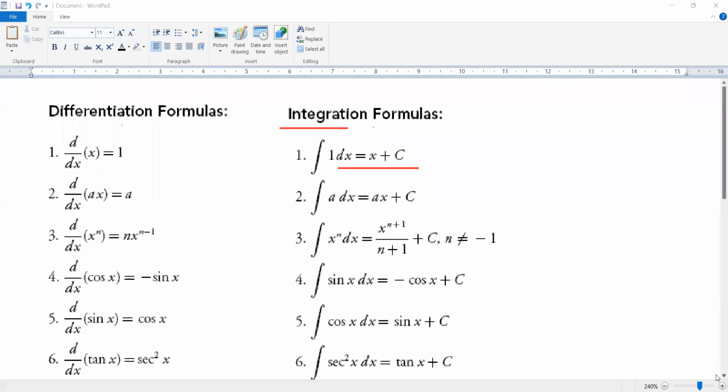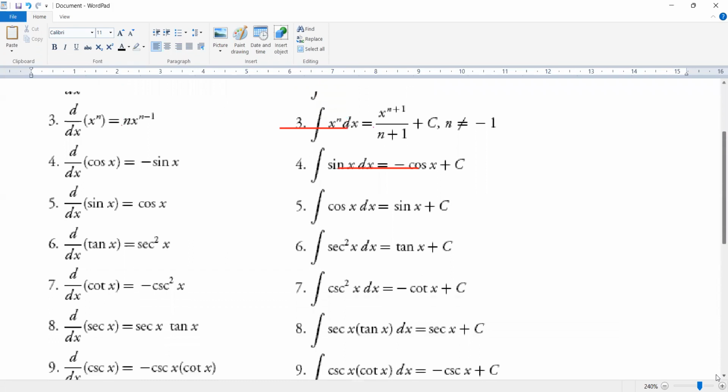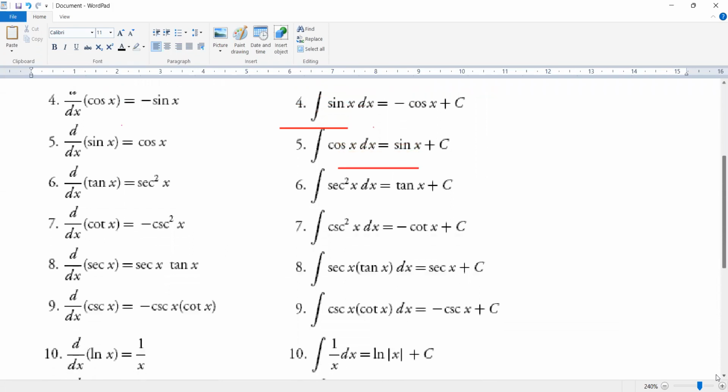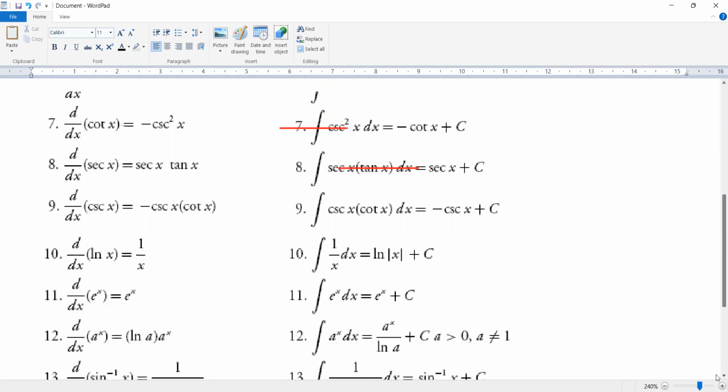Next, this is all the formulas of derivative and integration. Next formula, derivative of cot x.